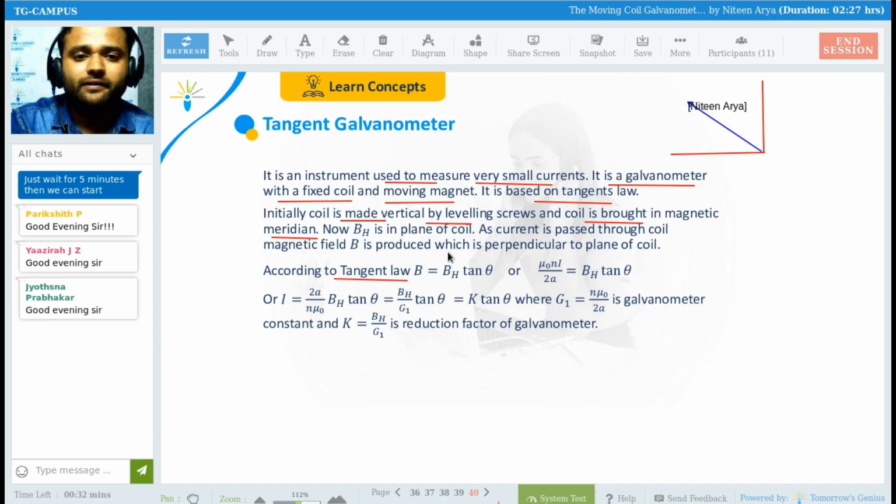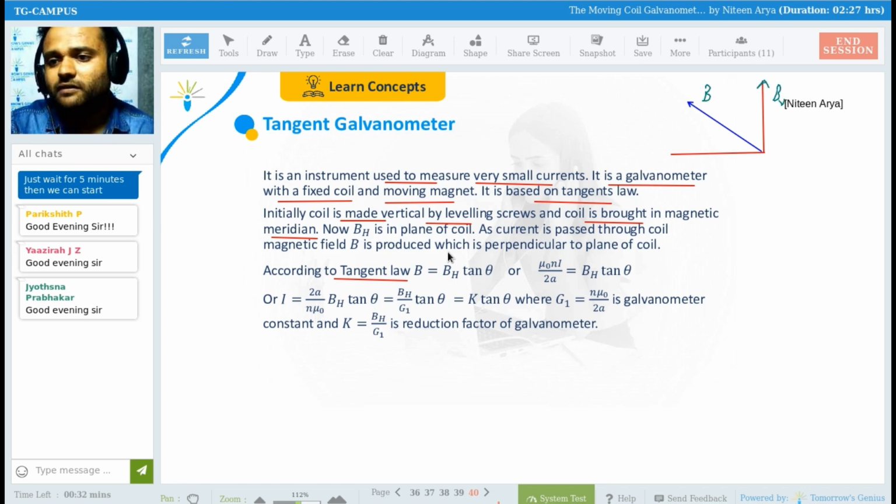This is your magnetic field in any particular range. So this is your B vertical component, this is your BH, as simple as that. Okay, and it is tilted to this theta. So it is B sin theta, and BH is nothing but the horizontal component, B cos theta.